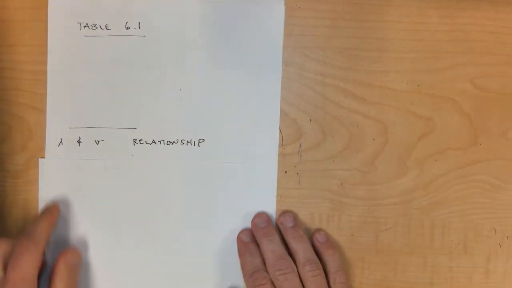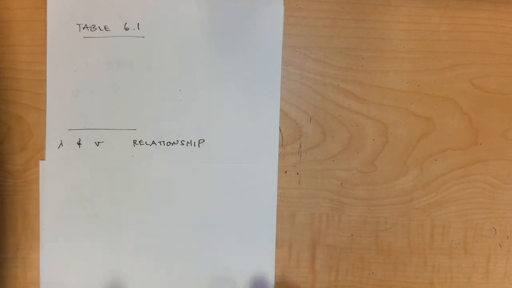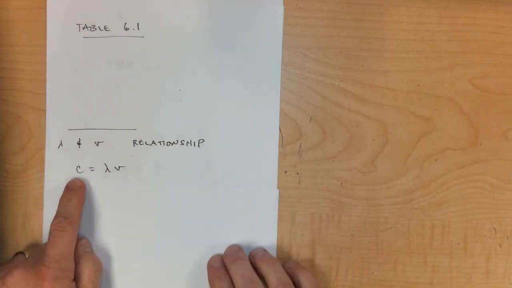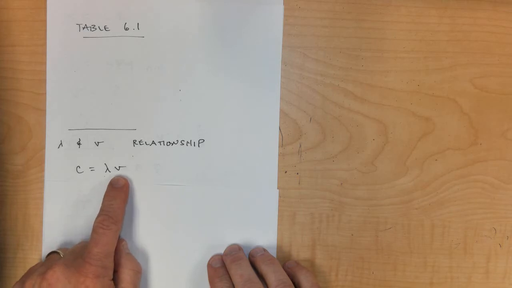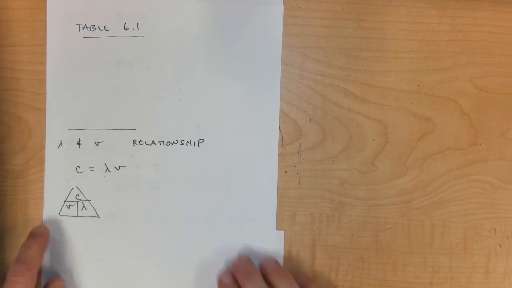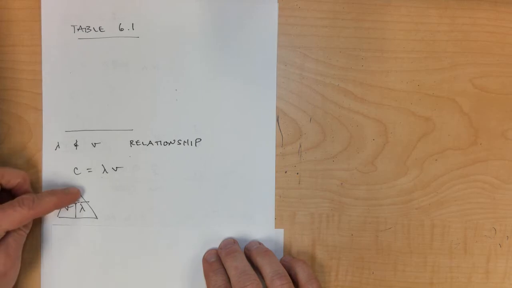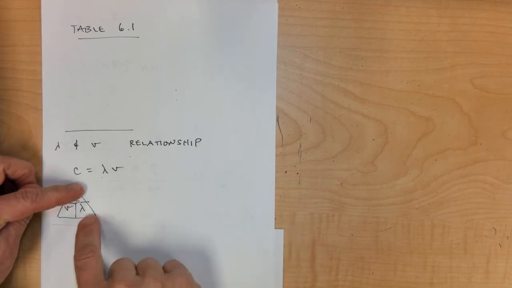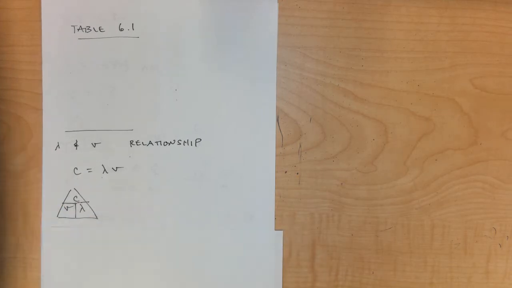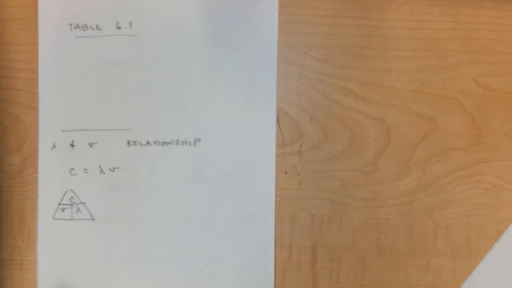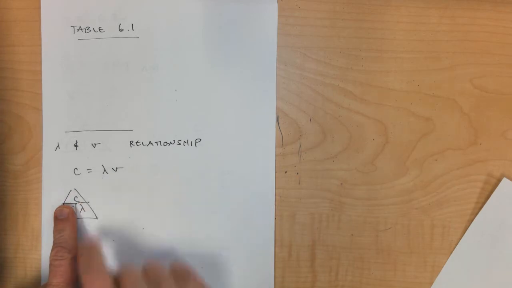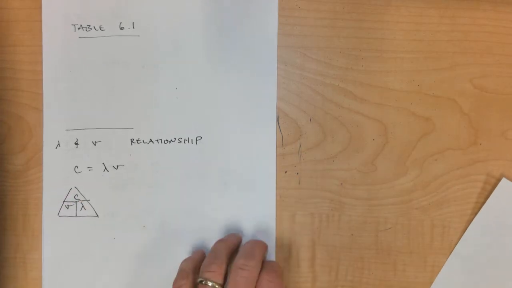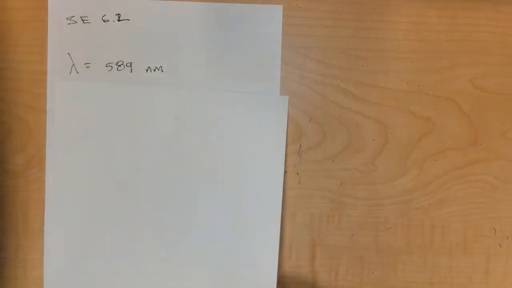The relationship between wavelength and frequency is: speed of light, or speed of EM radiation, is equal to wavelength times frequency. Or you can put it into a triangle. c is equal to lambda nu. Or if you want to ask your friend what's nu, they'll tell you it's c over lambda. So what's nu? c over lambda. We can do Sample Exercise 6.2.